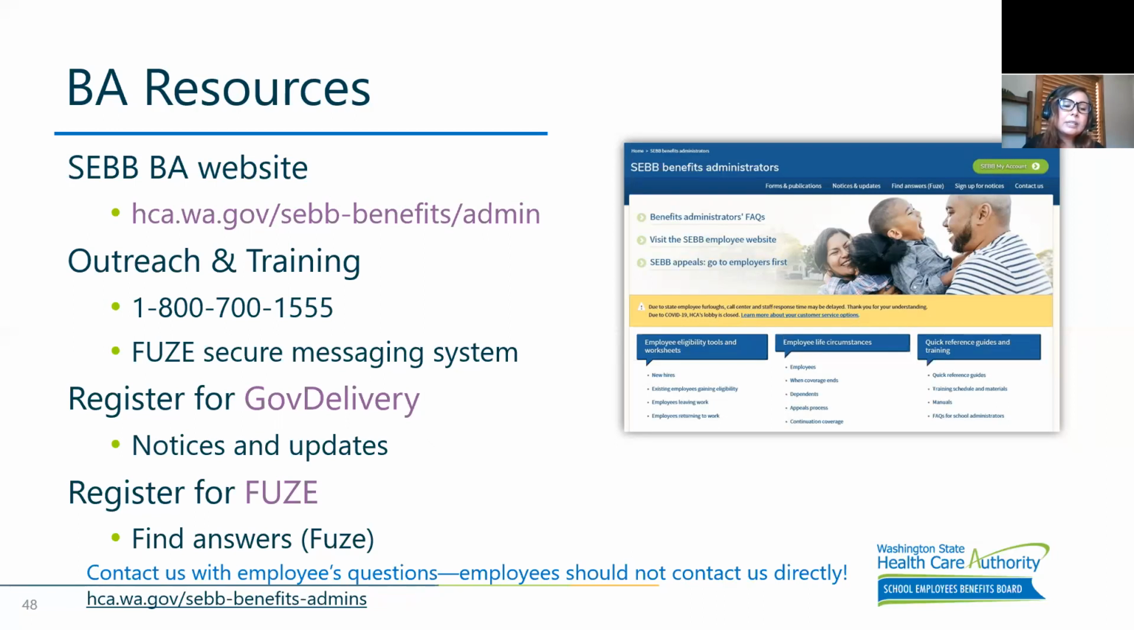And I want to point out one last reminder about contacting us with employees' questions. Employees should not be contacting us directly. The outreach and training phone number and the Fuse secured messaging system are only for benefit administrators. Employees should not be utilizing this.